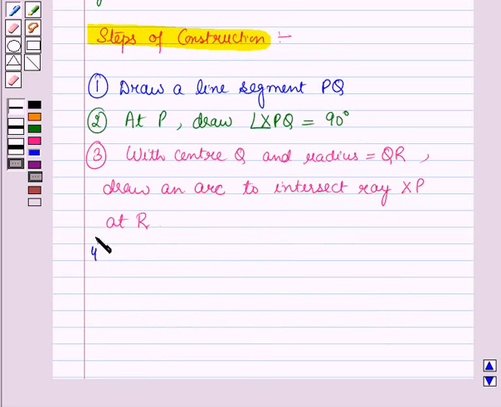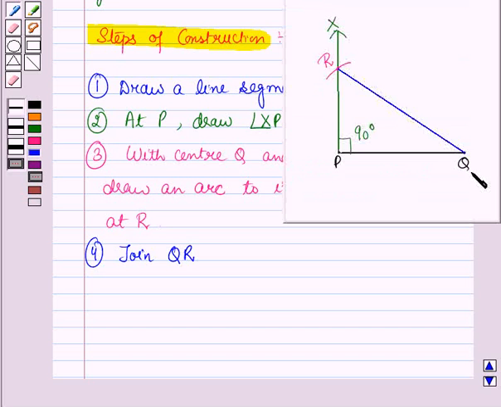Now in the next step, join QR. So we have joined QR and thus the triangle PQR is the required triangle.